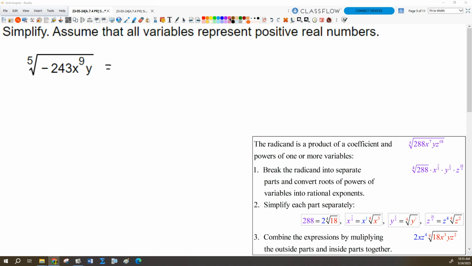Okay, so first things first, right? We could take this negative, that goes outside, and then 243, that is 3 to the 5th, isn't it? Right? So if we were to make a factor tree out of that 243, we just get a quintuple 3, so that goes out. So that part's good.